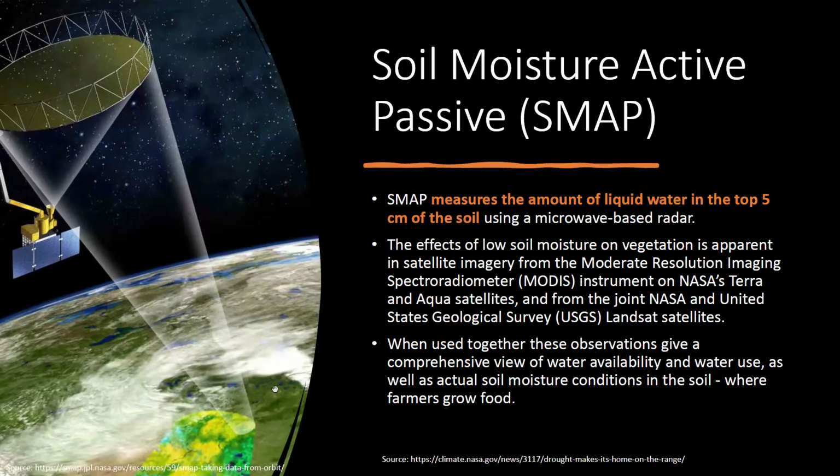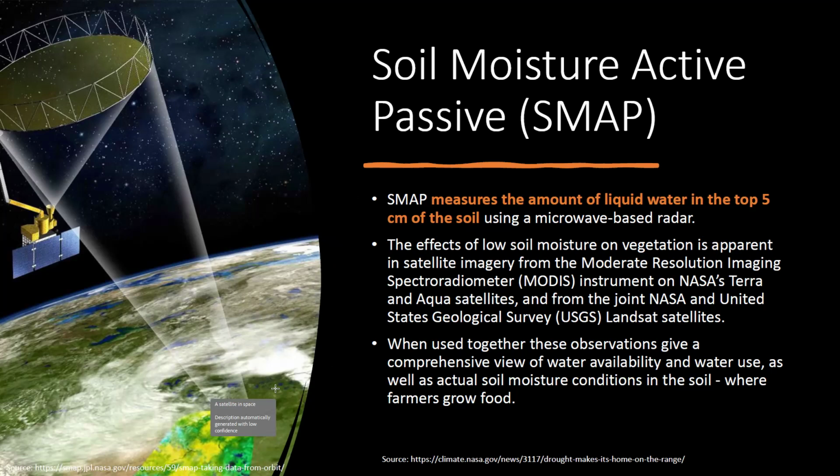The Soil Moisture Active Passive measures the amount of liquid that's in the top 5 centimeters of soil. You're like, whoa, how do we do that? And they use a microwave based radar. Yes, microwaves go through things. So, just as thought, the effects of the low soil moisture, as you know, causes problems for vegetation. And this allows us to use the satellite imagery from MODIS, or the Moderate Resolution Imaging Spectroradiometer, and that's in NASA's Terra and Aqua satellites.